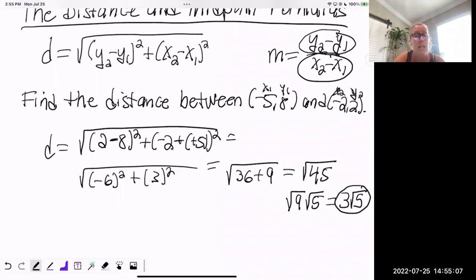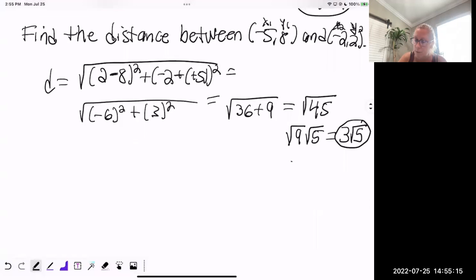Look at your directions. If it says to enter it in decimal form, you just put square root of 5 in your calculator. More than likely, they're going to tell you to put it in exact form, meaning it's not rounded. It is the exact number, 3 radical 5. So if you see those words, leave your answer in exact form, it means leave it in radical form.